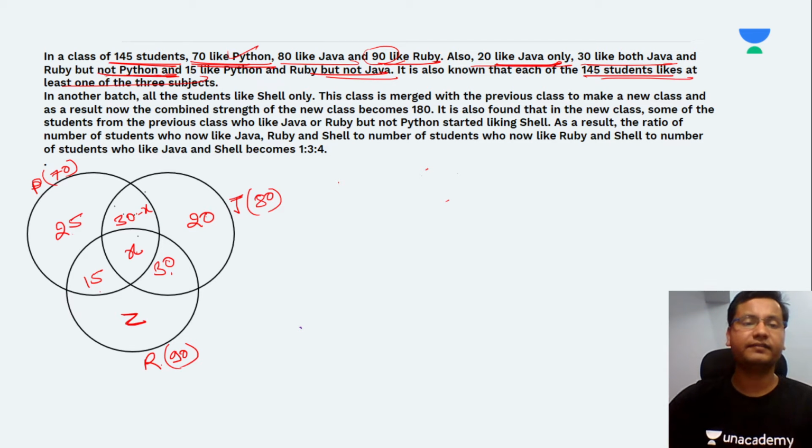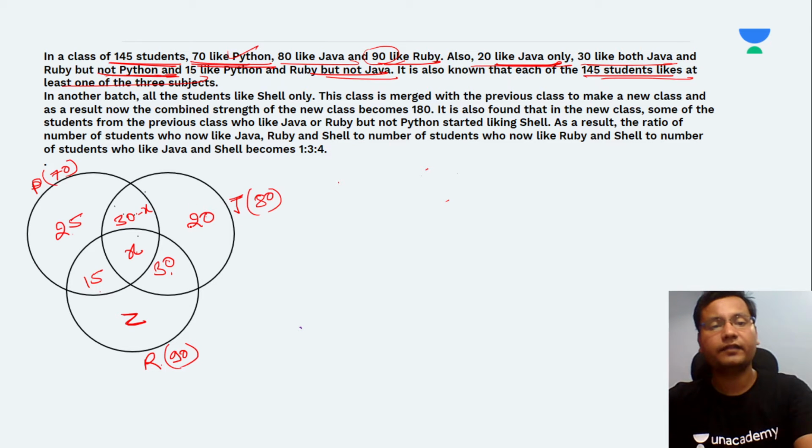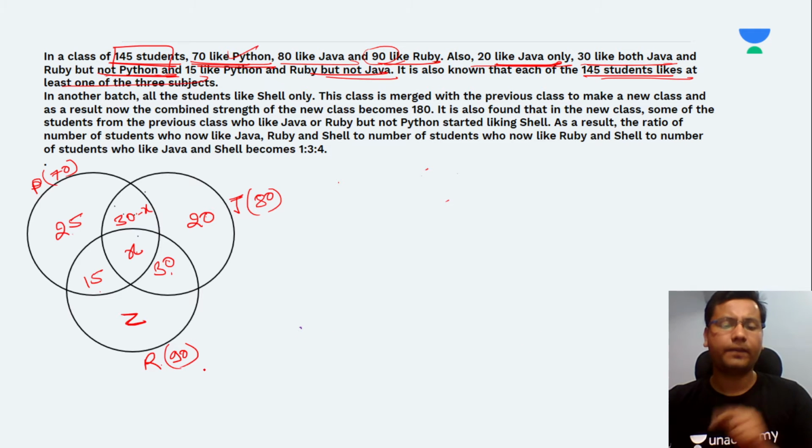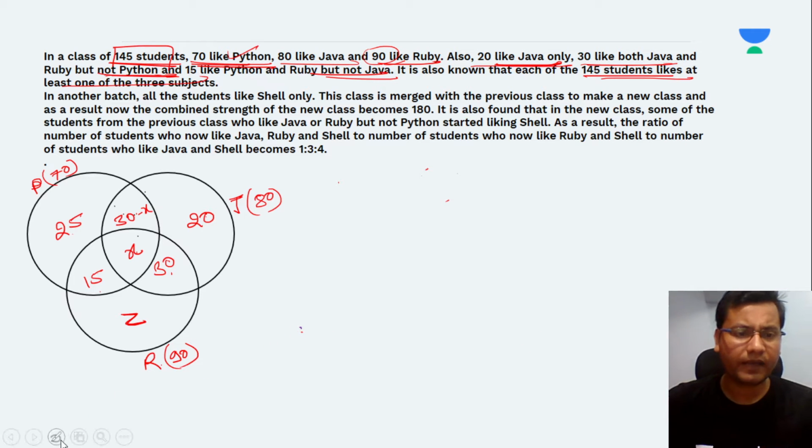If there is z, can I say the sum of all the variables in this Venn diagram will be equal to 145? Can I say that? Please tell me. So that will be 145, right? So can I write the equation, guys? Right? Can I write the equation? Tell me.